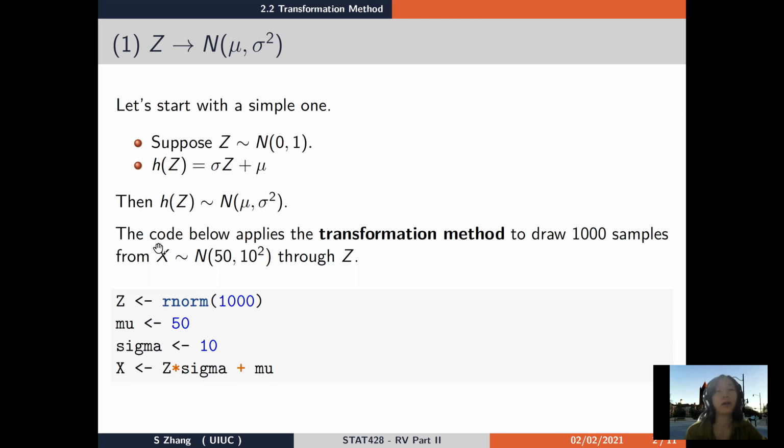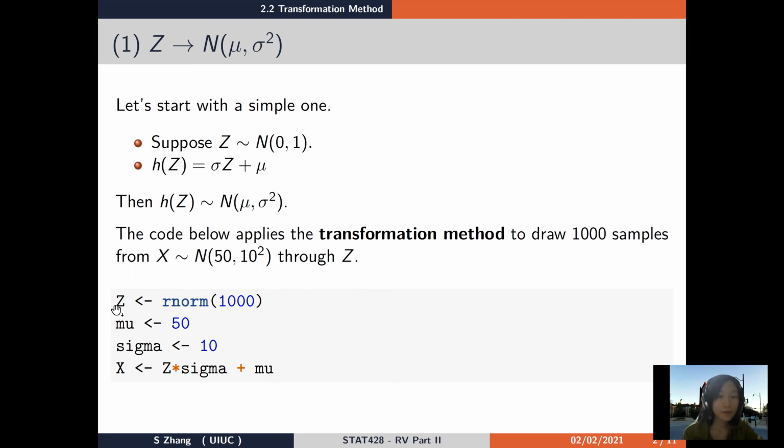The code below applies the transformation method to draw 1000 samples from X that follows normal distribution with mean 50 and standard deviation of 10. But we're not directly drawing from this distribution. Instead, we first draw from Z, and then we apply a transformation so that it becomes this target distribution.